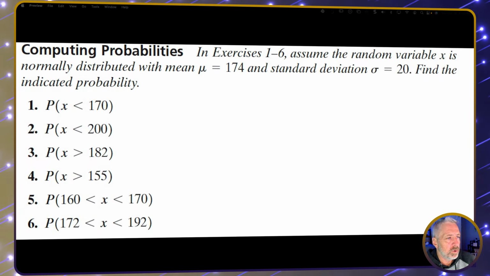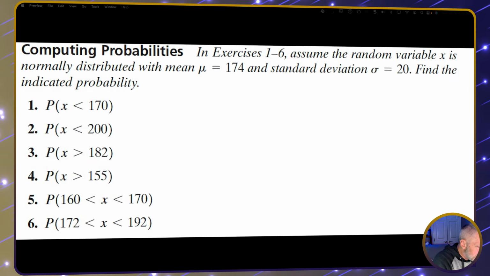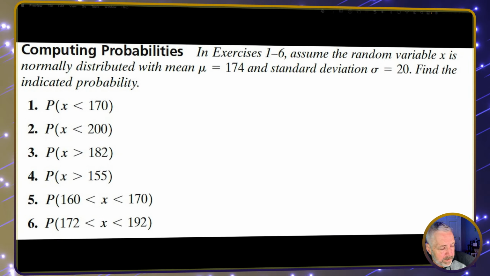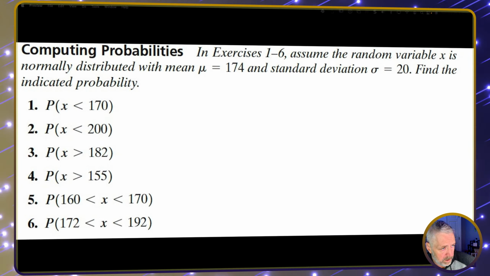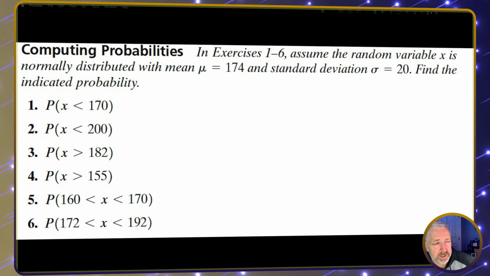As you can see up there on the workspace, in exercises 1 through 6, assume the random variable x is normally distributed with a mean of 174 and a standard deviation of 20. Find the indicated probability. Well, as this stands, we could certainly draw a picture and get an idea.